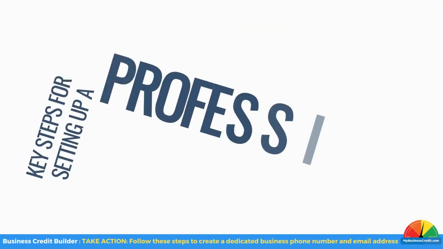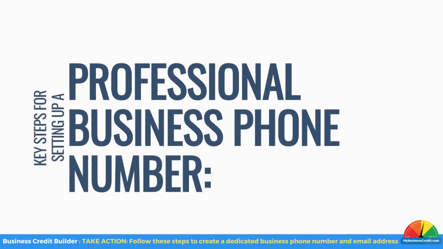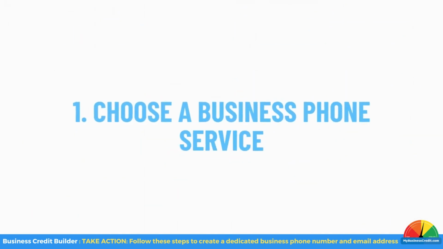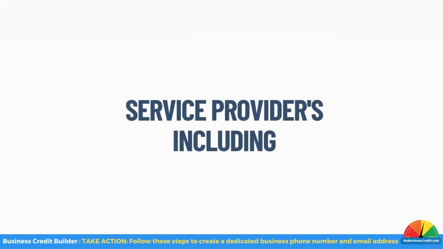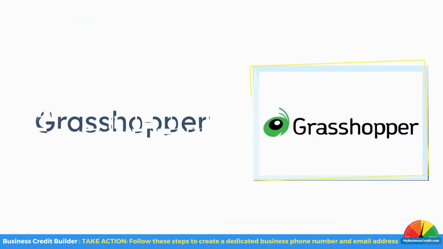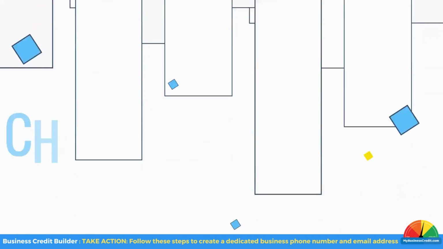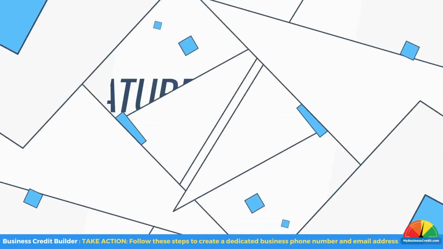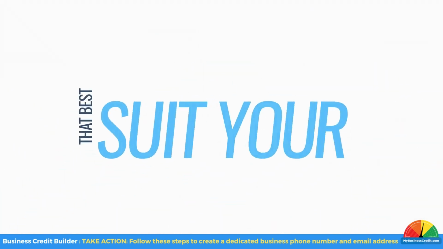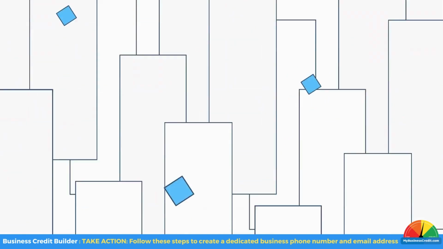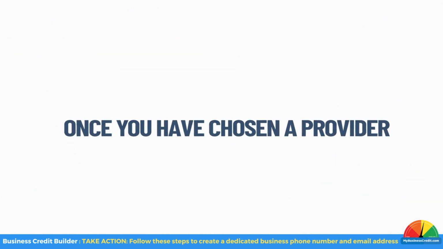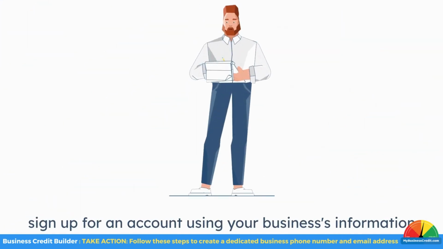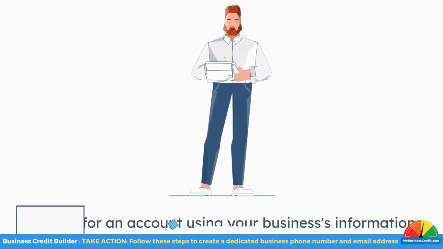Key steps for setting up a professional business phone number. 1. Choose a business phone service. There are several business phone service providers, including Google Voice, RingCentral, and Grasshopper, to name a few. Choose a provider that offers the features and pricing that best suit your business's needs. 2. Sign up for an account. Once you have chosen a provider, sign up for an account using your business's information.